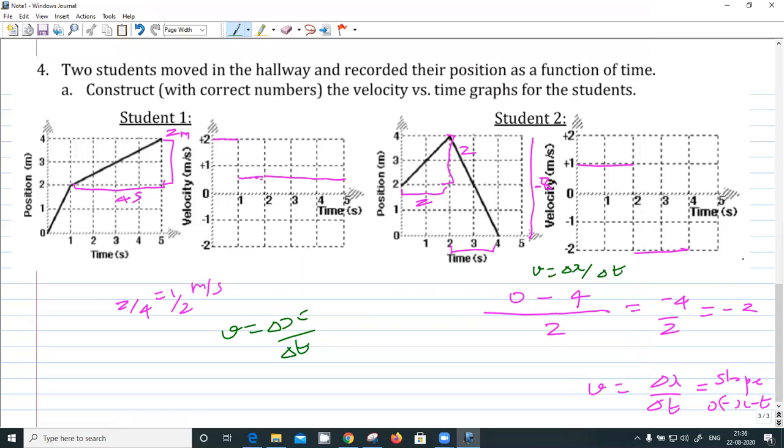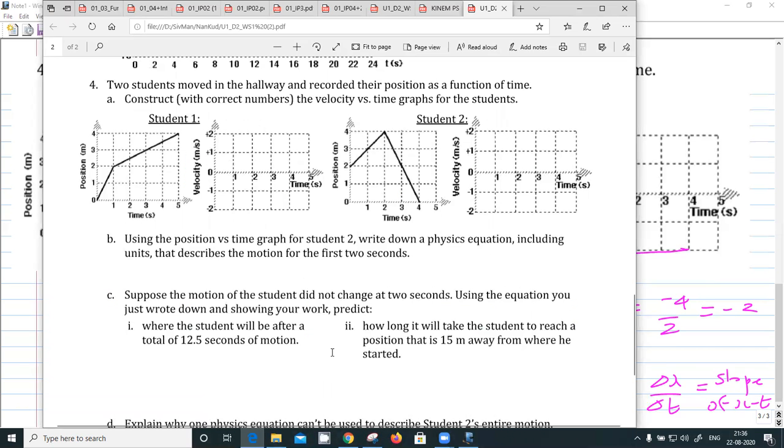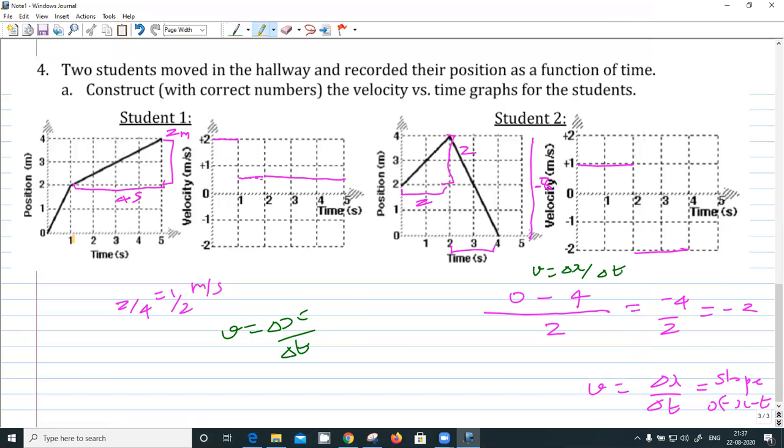See, in the one which is already given, at the end of 2 seconds, what is the question? Second student after 2 seconds. So after 2 seconds, the things are not going to change. The first student, after 2 seconds, will keep continuing the same way. So using these two graphs, you have to find velocity or whatever you asked.